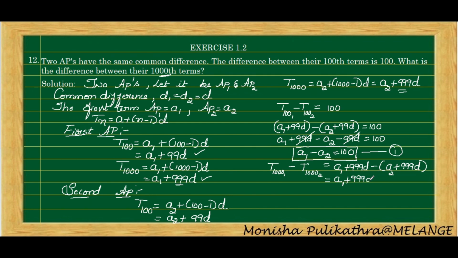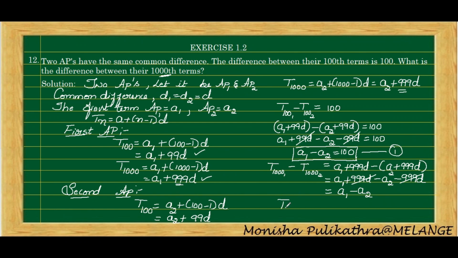It is 999D minus A2 minus 999D. Here plus 999 minus 999 cancel each other, so the remaining is A1 minus A2. We have already solved that A1 minus A2 is equal to 100. Here again, A1 minus A2.